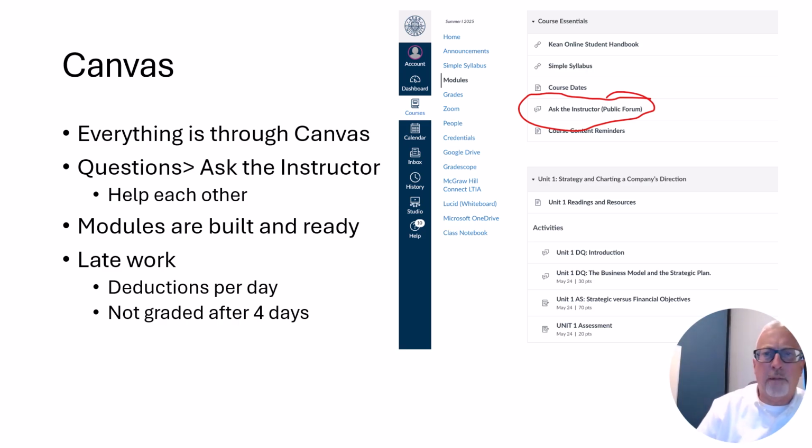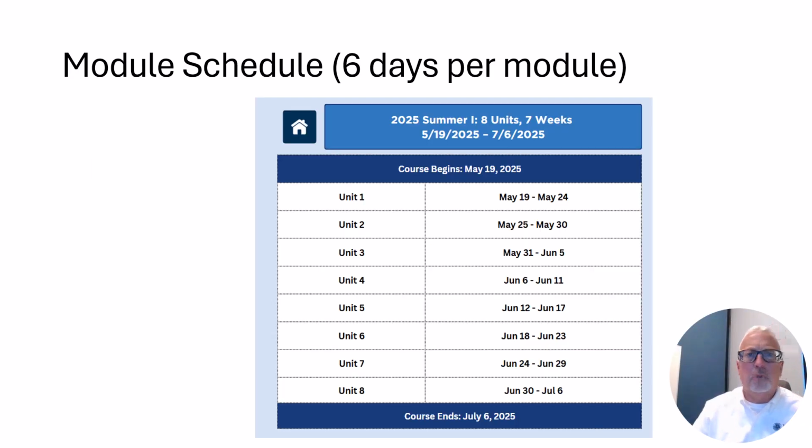All the modules are out there and built and ready to go. As you can see down here in the bottom, there's module 1 already waiting for you and to get started. So we can't lose a lot of time on this. There are 8 modules. For late work, yes, there is a deduction for every day that things are late, but after 4 days, they're not going to be graded. They're going to be a 0. So don't bother turning stuff in after 4 days past the due date. So let's get running on this.